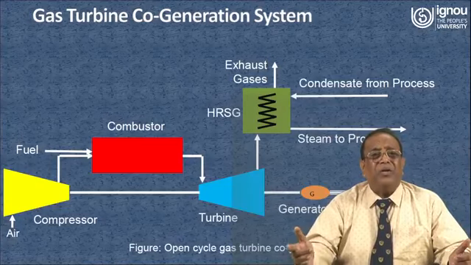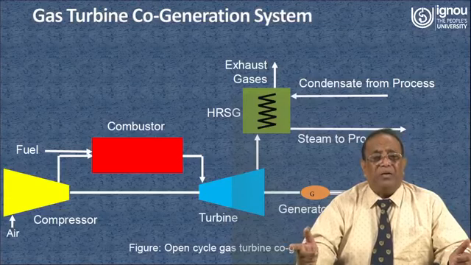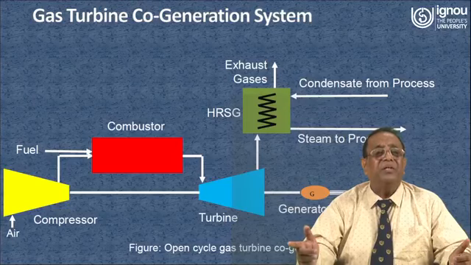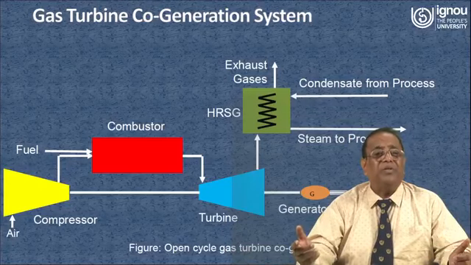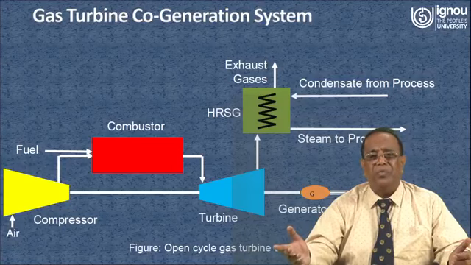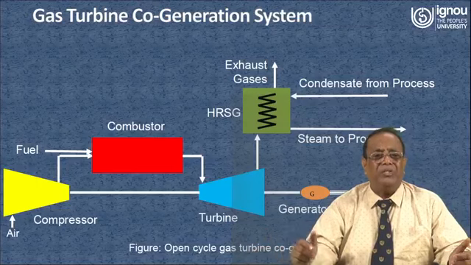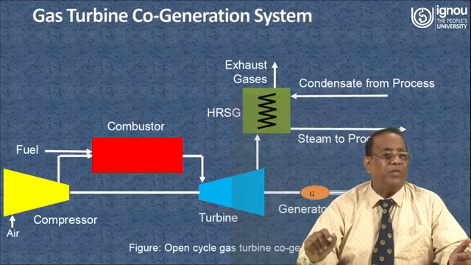This is the gas turbine cogeneration system. In this case, air enters the compressor, and in the compressor the air is compressed to a high pressure. After that, it enters the combustion chamber. Fuel is injected into the combustion chamber, where combustion of air along with the fuel takes place, and the high pressure, high temperature combustion gases enter the turbine, and the turbine operates the generator for producing electricity. But a fraction of the output from the turbine is used to operate the compressor.